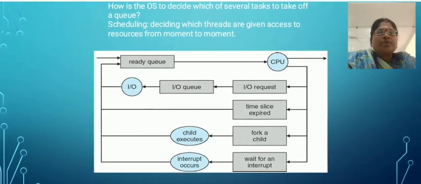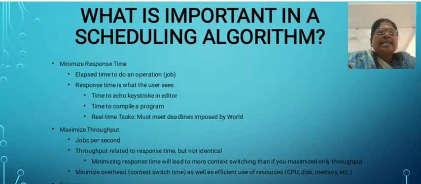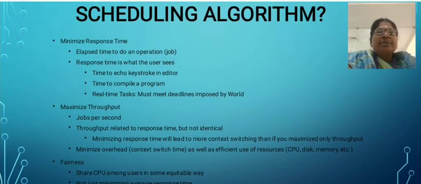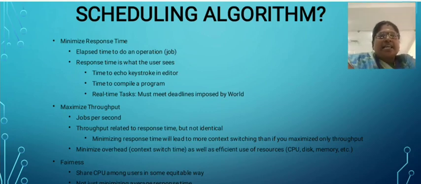So this picture explains the CPU working process. If the tasks are IO request and then child process executions and then interrupt occurs. What is important in a scheduling algorithm? Minimize response times, elapsed time to do an operation, that is job. Response time is what the user sees: time to echo a keystroke in editor, time to complete a program.